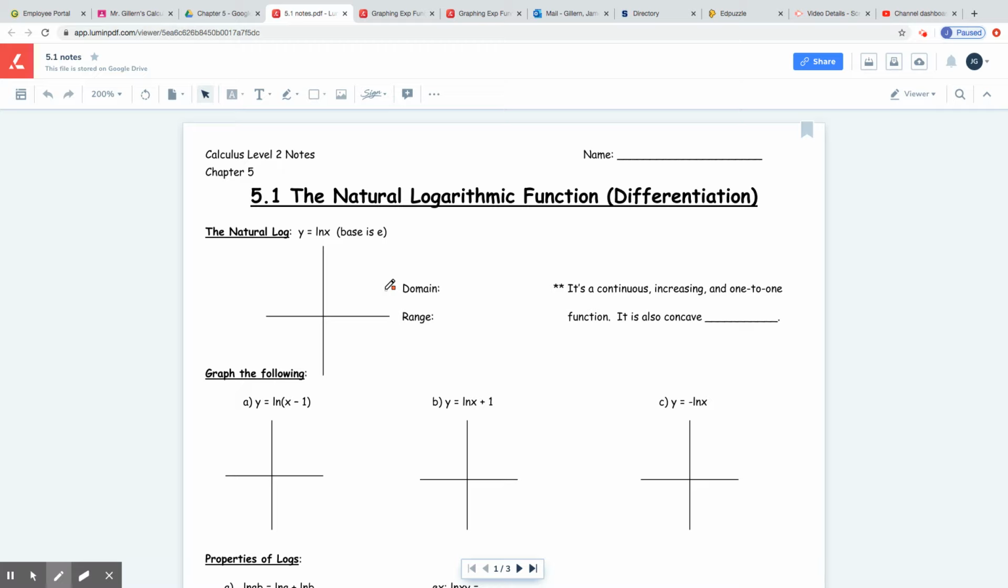You're still going to be able to use your formula sheet for any quiz, homework assignment, anything you need moving forward. You're allowed to use that.